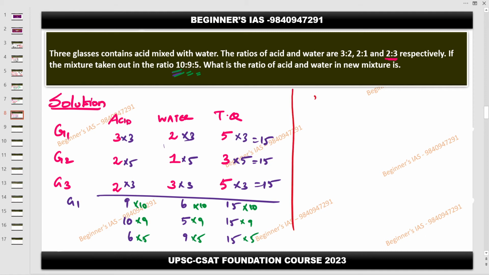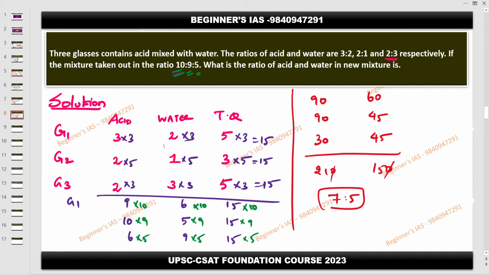So now 90, again 90, 30, then here 60, then 45, again 45. So therefore add everything: 180, 210, here 150. So therefore the ratio will become, the 0s cancel, then 3 table, 7 times 5 times, 7:5. Anybody having a doubt? No sir. Clear everyone?